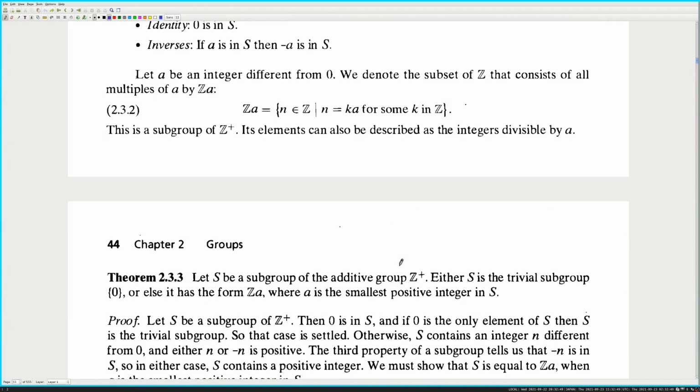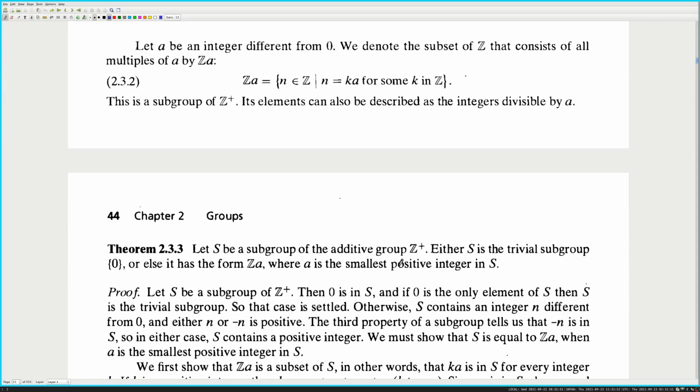Theorem 2.3.3. Let S be a subgroup of the additive group Z plus. Either S is the trivial subgroup 0, or else it has the form ZA, where A is the smallest positive integer in S. Proof. Let S be a subgroup of Z plus. Then 0 is in S, and if 0 is the only element of S, then S is the trivial subgroup. So that case is settled.